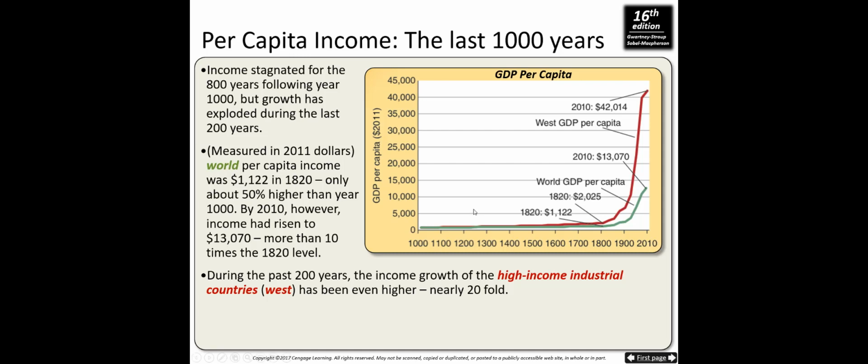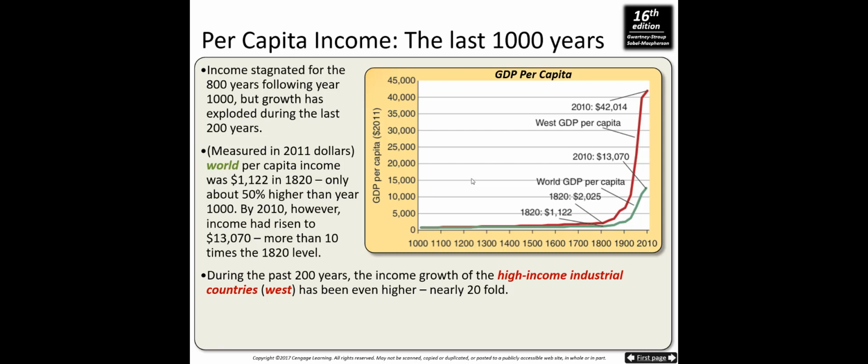As you see in this graph, income stagnated for the 800 years following year 1000, but then growth has exploded during the last 200 years. And these are measured in 2011 dollars. World per capita income, which is the green line, was $1,122 in 1820, which is only about 50% higher than year 1000. By 2010, however, the world income had risen to $13,070, more than 10 times the 1820 level.